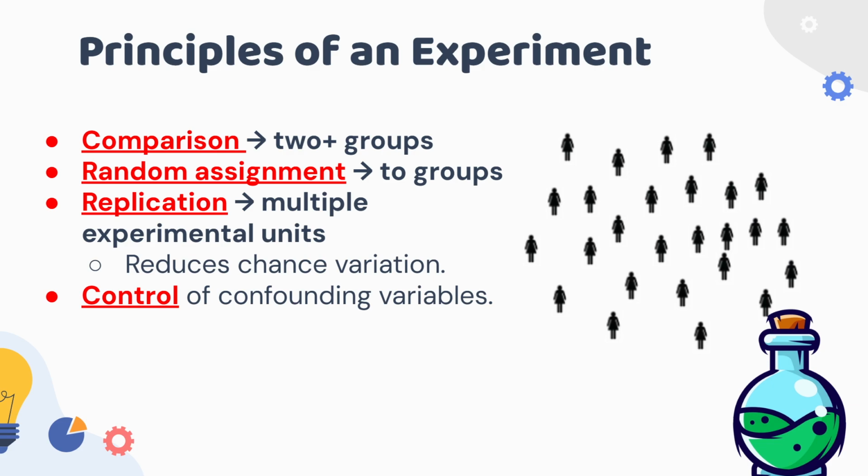Then you have random assignment to groups. You need to randomly assign people to groups, whether they get a treatment or they get a placebo, or whether they exercise or not, depending on what you're trying to do. Yeah, you need to do random assignment to groups, right? And then you need to replicate to multiple.